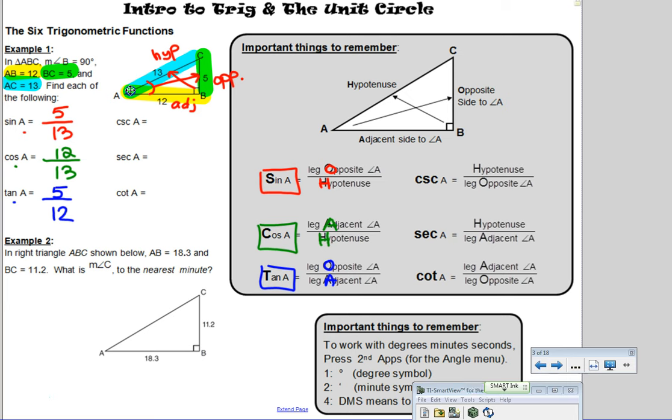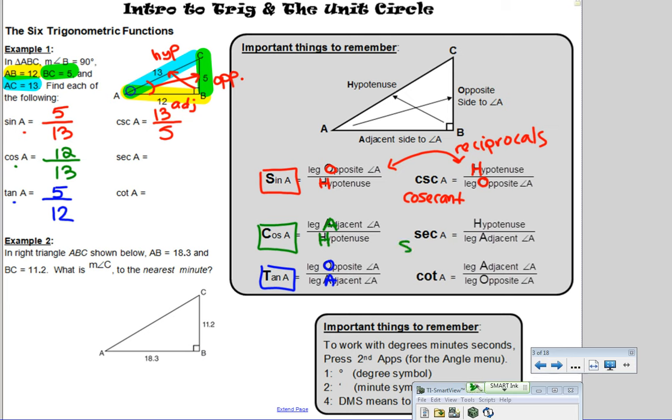Okay, our 3 new functions. What are those letters, CSC? That stands for cosecant. And cosecant is the ratio hypotenuse over opposite. If you notice, they're just reciprocals. They're flipped. So these on the right-hand side are the reciprocal functions. So if sine is 5 over 13, we know cosecant is 13 over 5, because it's H over O.